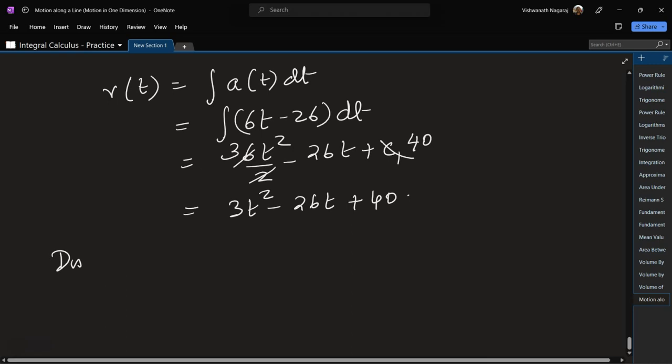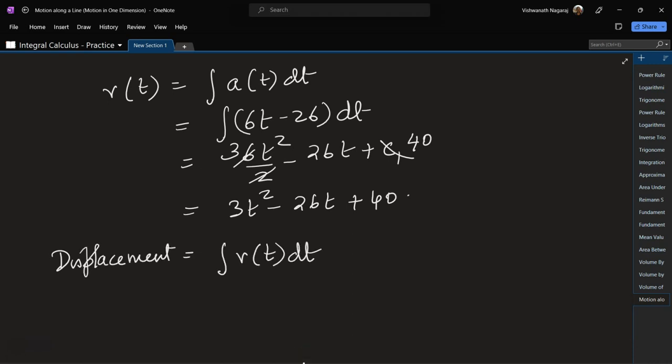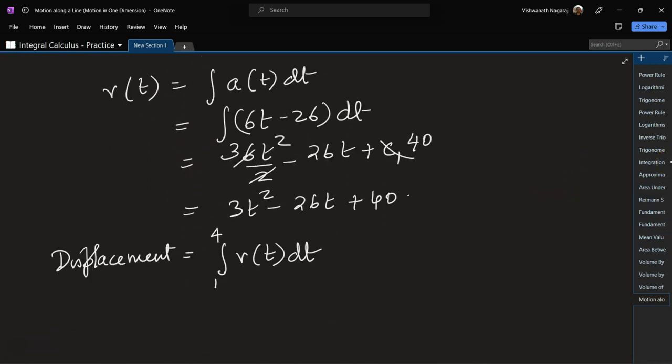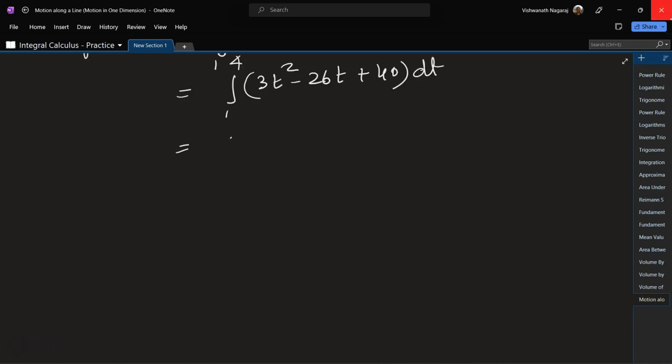The displacement is equal to the integral of v of t. From when to when? It is given as 1 to 4. So this gives us the integral from 1 to 4 of 3t square minus 26t plus 40 dt, which is equal to 3t cube by 3, so t cube, minus 26t square by 2, that is 13t square, plus 40t.